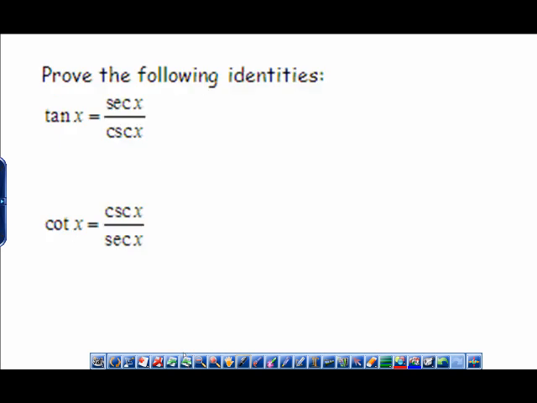So let's prove the following identities. We already have enough information to start these trig proofs. When it just says prove and you see an equation, it's almost always easier to start with the more complicated side. So I am going to start with the right side, which is secant of x over cosecant of x. We're going to write a series of statements and simplify it down until I have just tangent of x left.